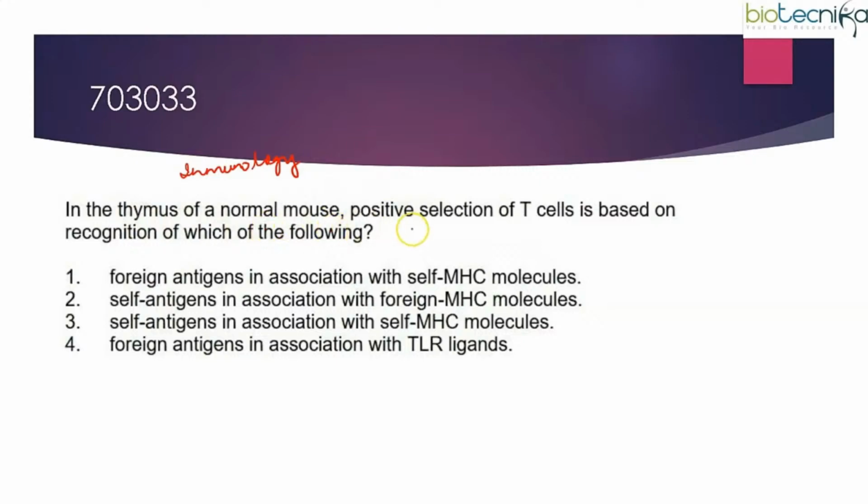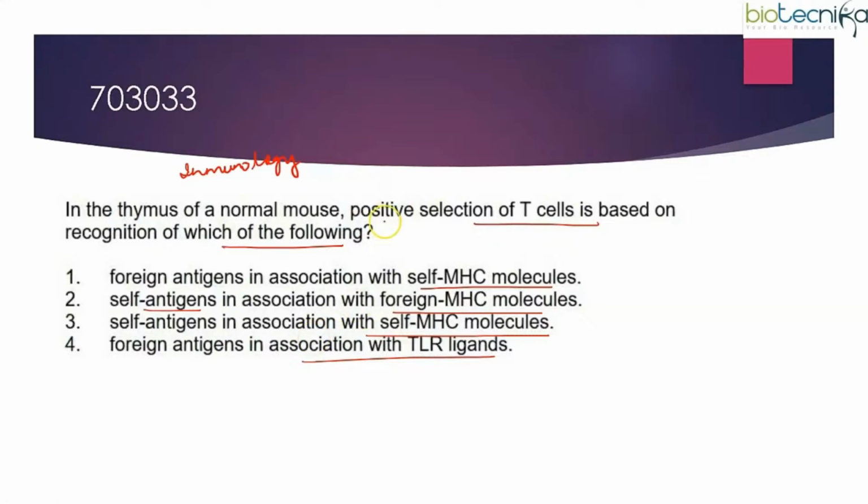In the thymus of a normal mouse, positive selection of T cells is based on recognition of which of the following? 1. Foreign antigens in association with self-MHC molecules. 2. Self-antigens in association with foreign MHC molecules. 3. Self-antigens in association with self-MHC molecules. 4. Foreign antigens in association with TLR ligands. Can you all try this?